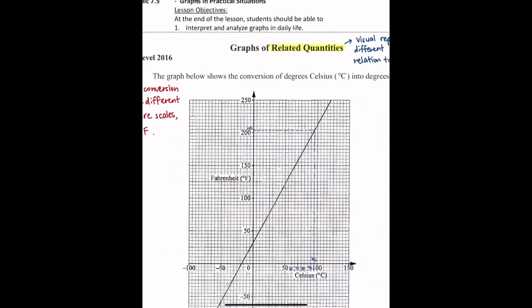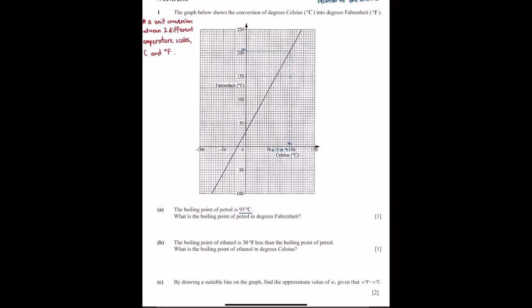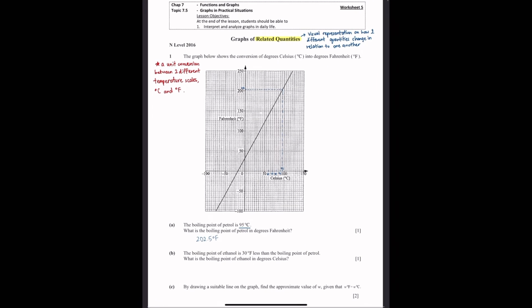Likewise, for the vertical axis, 10 small squares represent 50, so one small square represents 5. If you notice, it's slightly below 205. So I will just take the midpoint of 200 and 205, which is 202.5 degrees Fahrenheit. Now let's move on to part B.